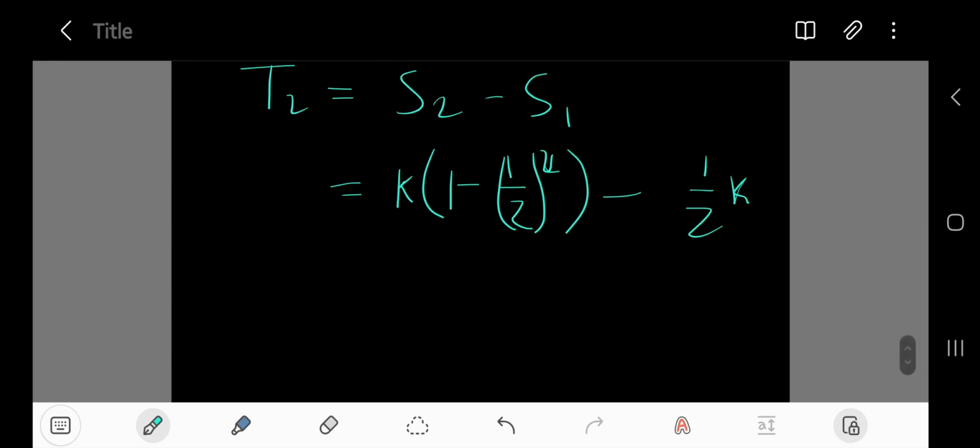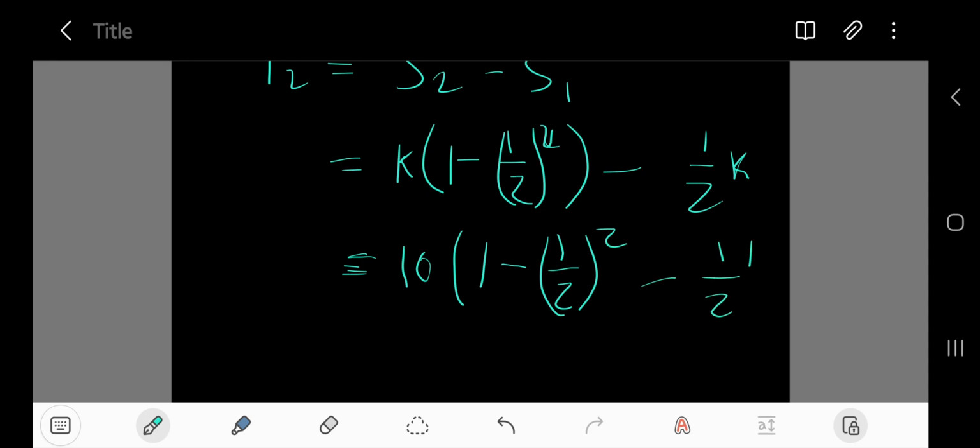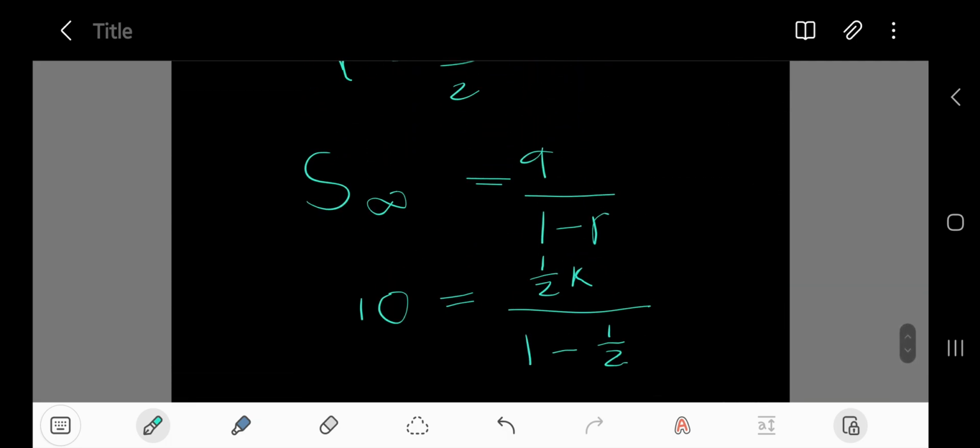So now, let's go. We understand that now that our value of k is 10, we can just replace it there. So 10 times 1 minus 1 over 2, all squared, minus 1 over 2 times 10. So that's what we have there. And then you're going to find that your answer is 5 over 2. So that's our second term. So yeah, this is question 2.